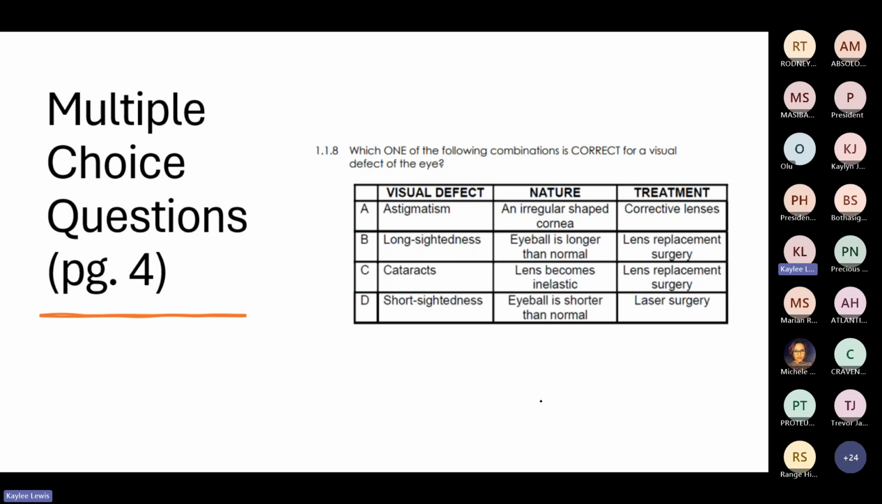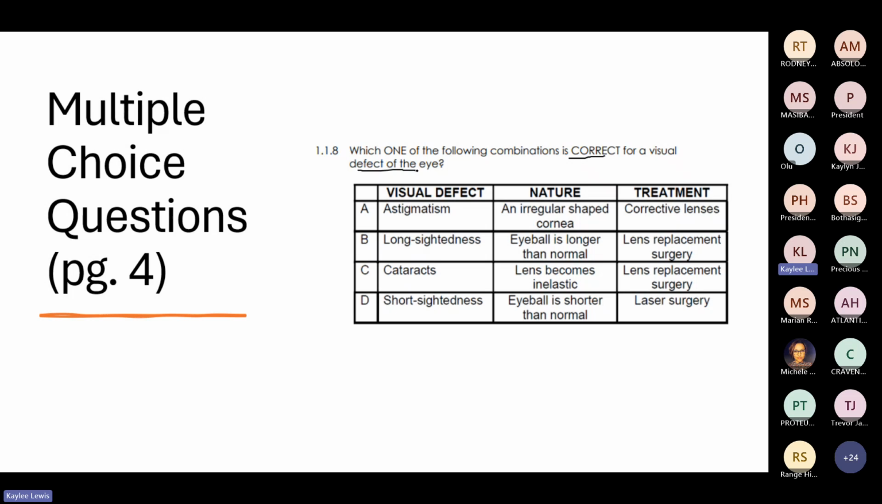1.1.8, it says, which one of the following combinations is correct for visual defect of the eye? So we want to look at the defects of the eye. Lately in exam papers, they are asking more and more questions on visual defects and hearing defects. There are only 4 that you have to learn. So it is important that you don't bypass it, that you do spend time understanding what those visual defects are, but also knowing how to treat it and how to correct it.